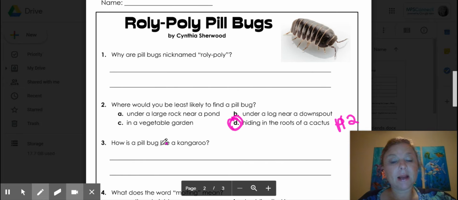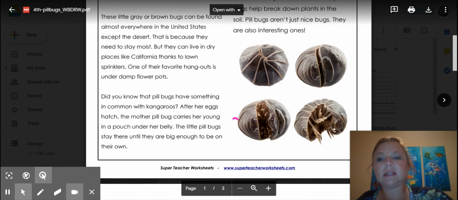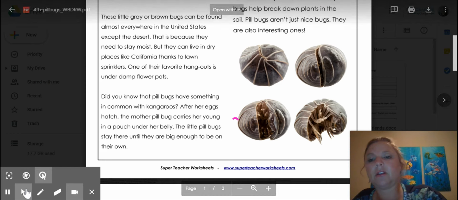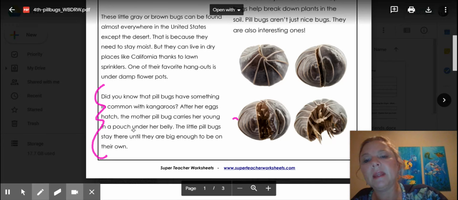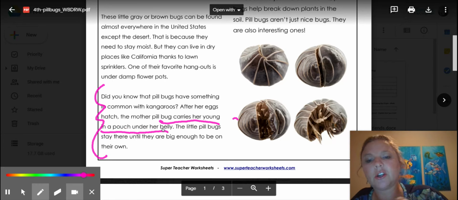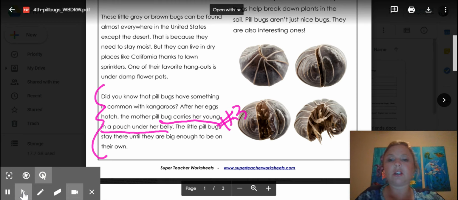How is a pill bug like a kangaroo? Once again, we're doing question number 3. I go back up to my text. I know that question number 3, talking about the kangaroo, is related to paragraph number 3. It's related to it because the pill bug carries her young in a pouch under her belly. So I know that this is number 3. I'm marking my evidence. I'm writing the question number next to it.